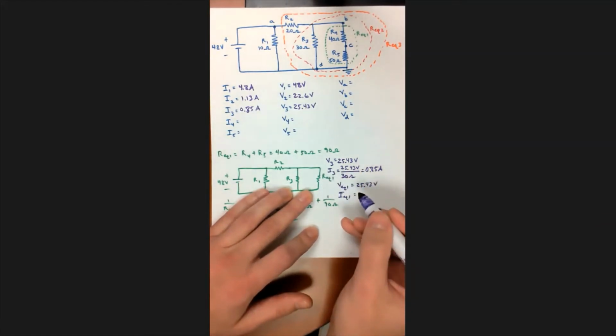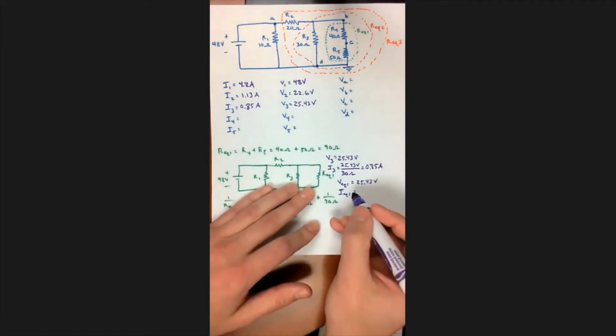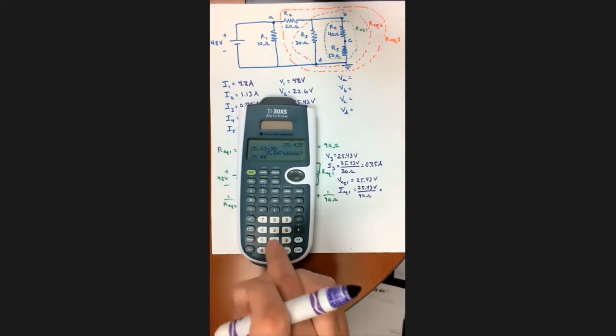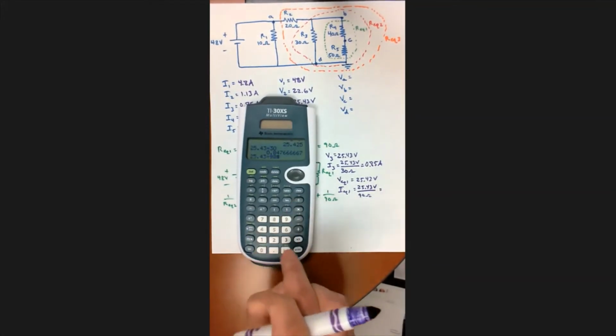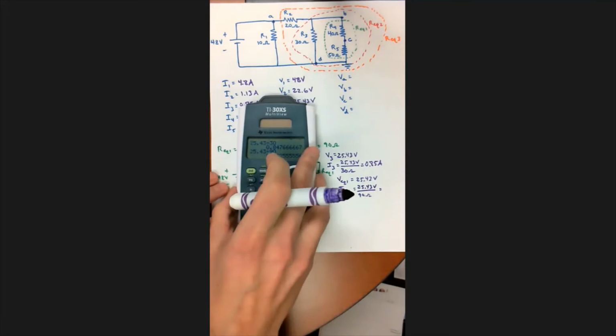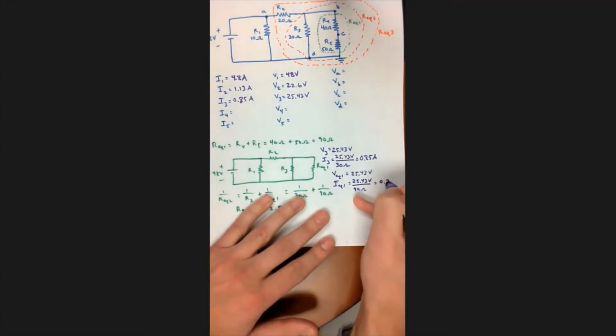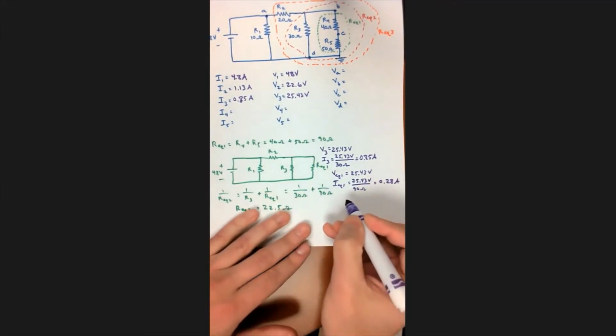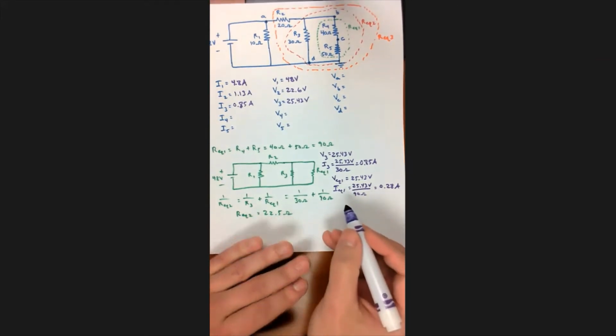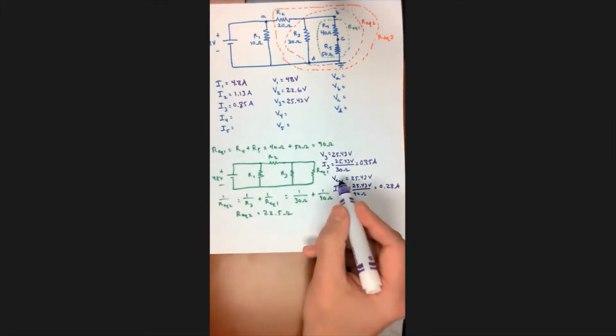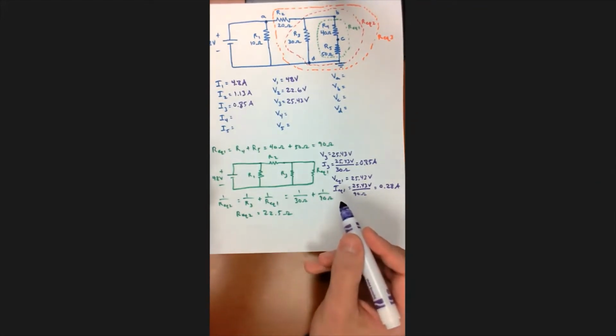So I equivalent 1 is equal to V equivalent 1 divided by R equivalent 1. V equivalent 1 is 25.43 volts, and R equivalent 1 was 90 ohms. So what is I equivalent 1? 25.43 divided by 90 gives me 0.28 amps. All right, so that's going to be useful for me. So I know what V equivalent 1 and I equivalent 1 are now.